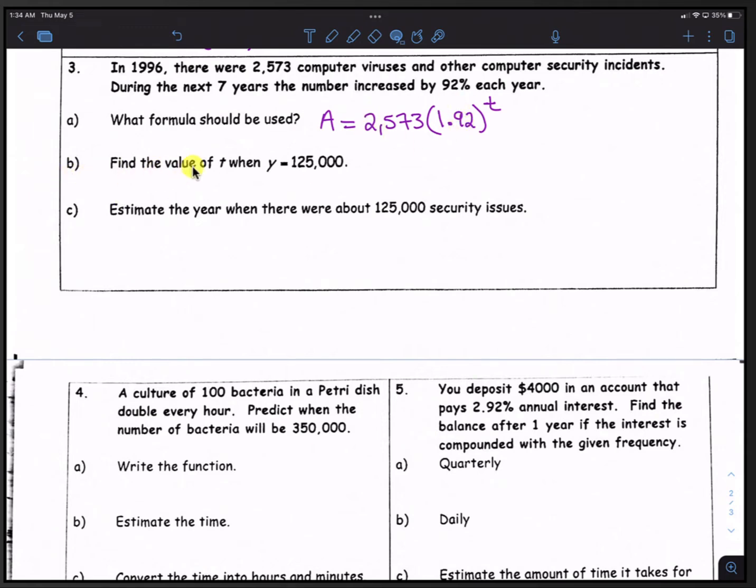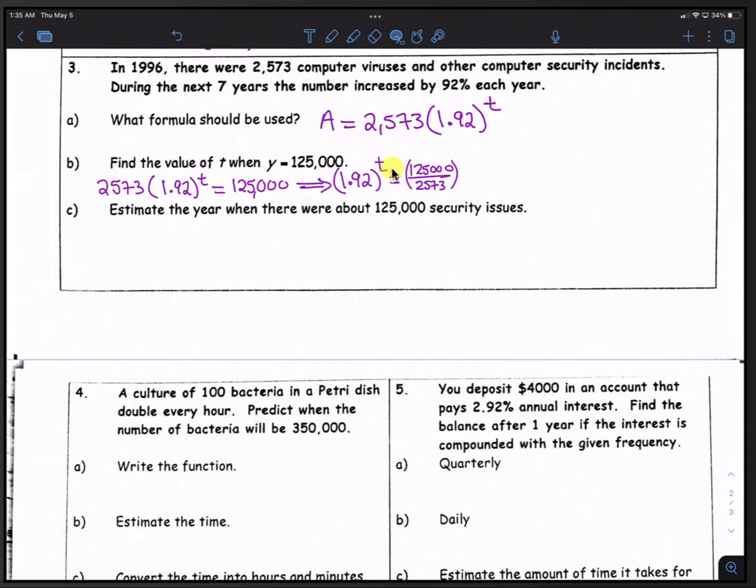Now part B, find the value of t when y is equal to 125,000. In other words, how many years would it take for our initial amount of computer viruses to reach 125,000? So we set up this equation. We take our initial formula and set it equal to 125,000. Now we're going to divide by 2573 on both sides. And that will give us 125,000 divided by 2573 equals 1.92 raised to the power of t.